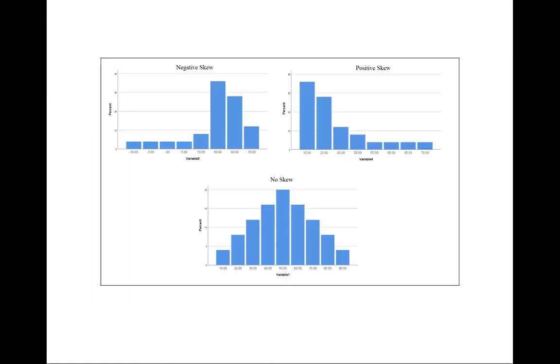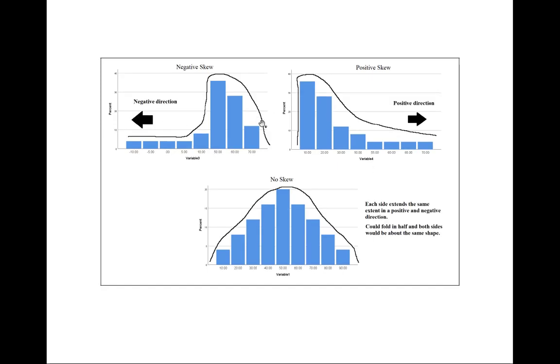This is an example of a bar graph with a negative skew, as the left side of the graph extends much further than the right side of the graph. Here is a general outline on top. As you can see, the left side is extending much further than the right side. It's extending into a negative direction, hence a negative skew.